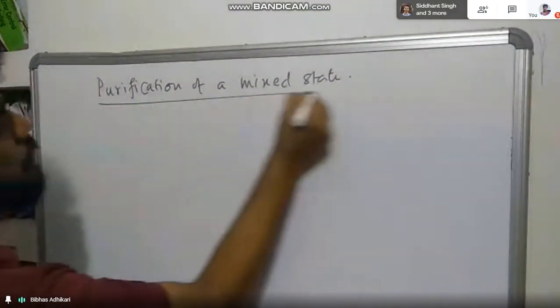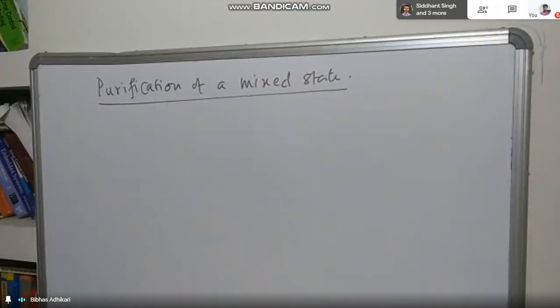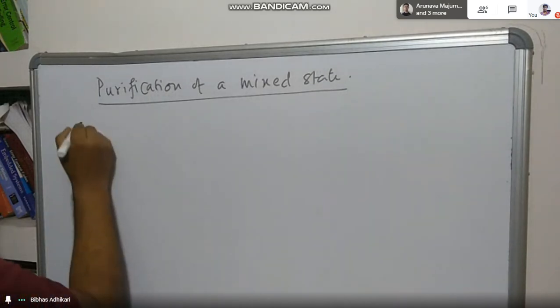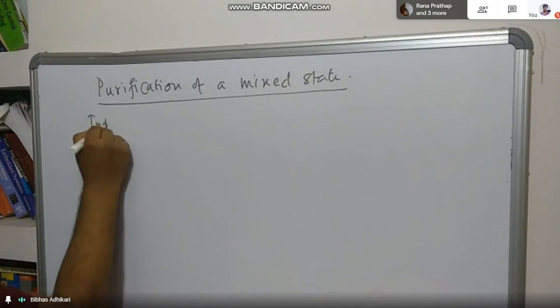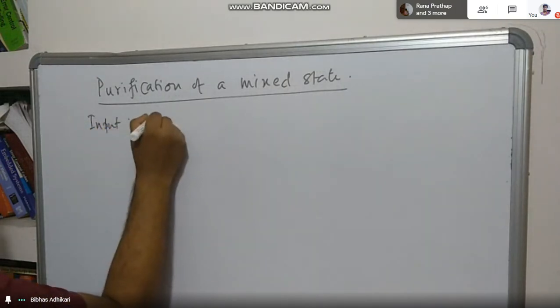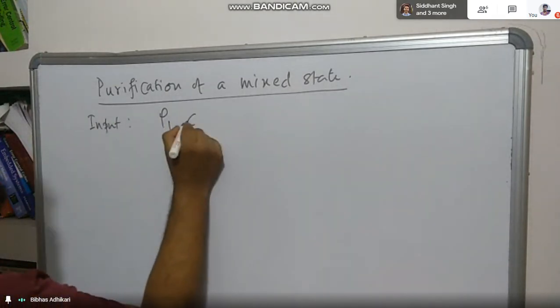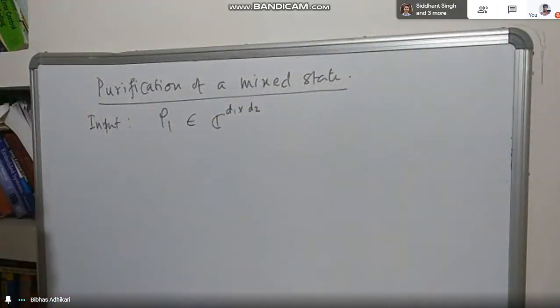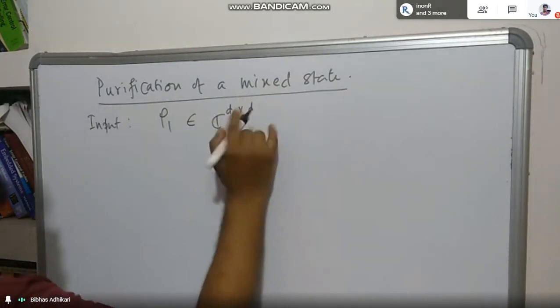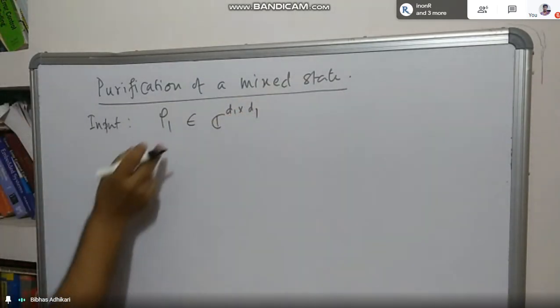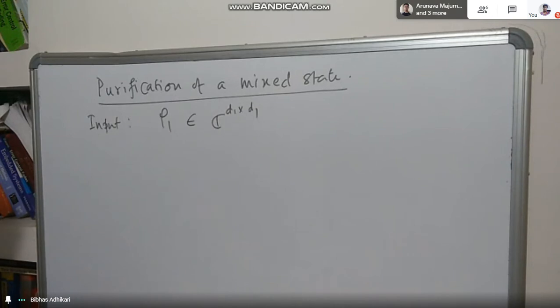Most of the time, whenever we say density matrix, we do not specifically mean a density matrix corresponding to a pure state. We'll assume it is a density matrix corresponding to a mixed state. That's not a problem. So the input given to me is this rho, or let's say rho 1. It could be anything. Let us say it is in C to the power d1 times d1, a d1 dimensional system.